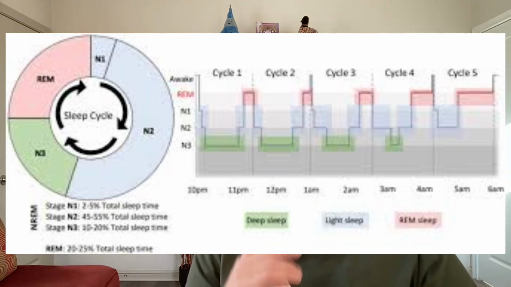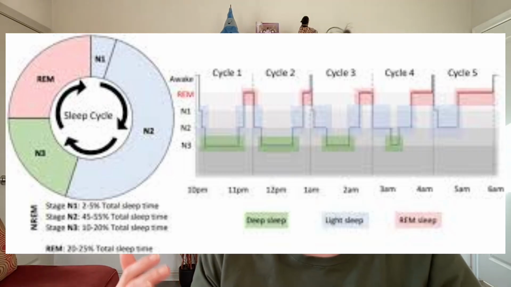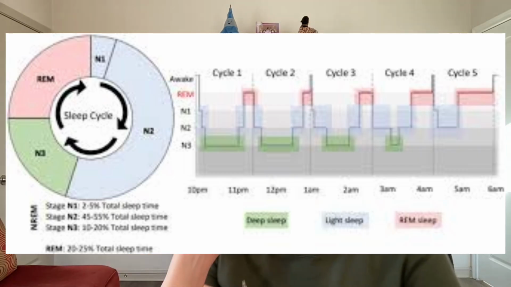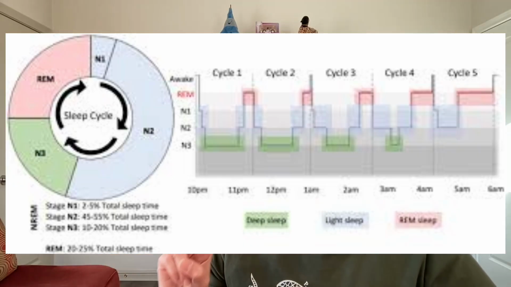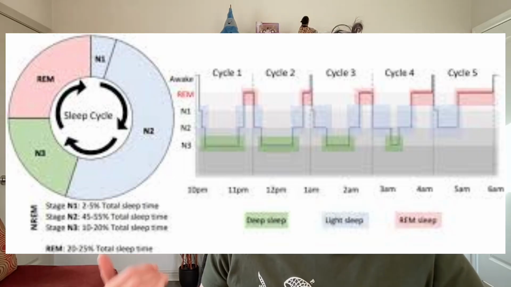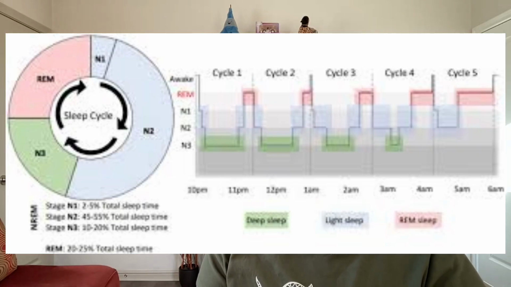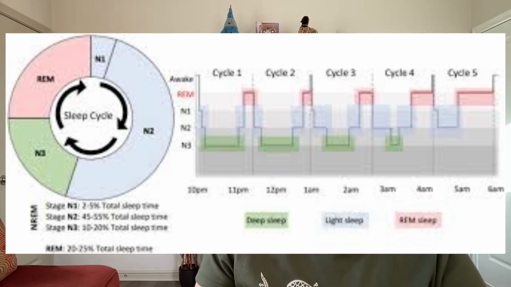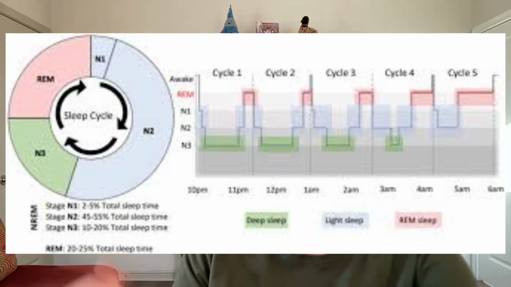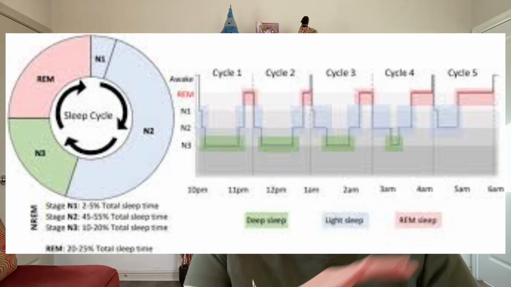REM is actually a very light stage of sleep. You're very easy to wake up when you're in REM. So REM sleep and deep sleep are not the same stage of sleep. REM is also called paradoxical sleep because your body is paralyzed, but your brain is very active. Your eyes move very rapidly back and forth, but your body is paralyzed, which is meant to keep you from acting out your dreams, like punching and kicking, stuff like that.